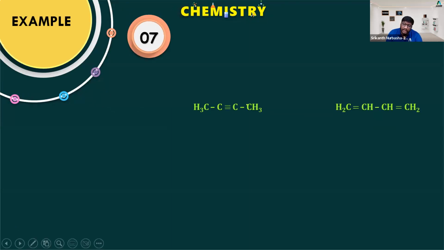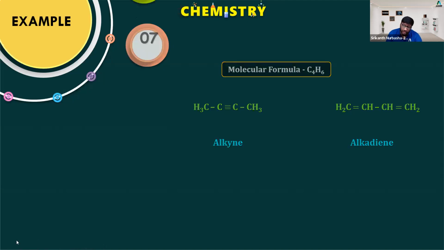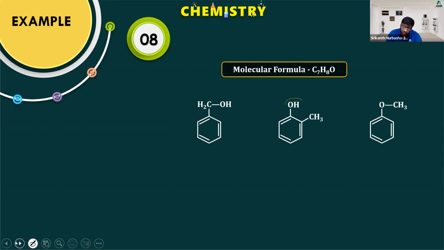Like alkynes and dienes, they can again be included in the functional group isomers. That means there is a difference in the type of bonding or type of functional group. Here it is like an alcoholic system, whereas here we have a phenolic group, and here we have an ether. So alcohols, phenolic OH, and ethers can also be included in the functional group isomers.